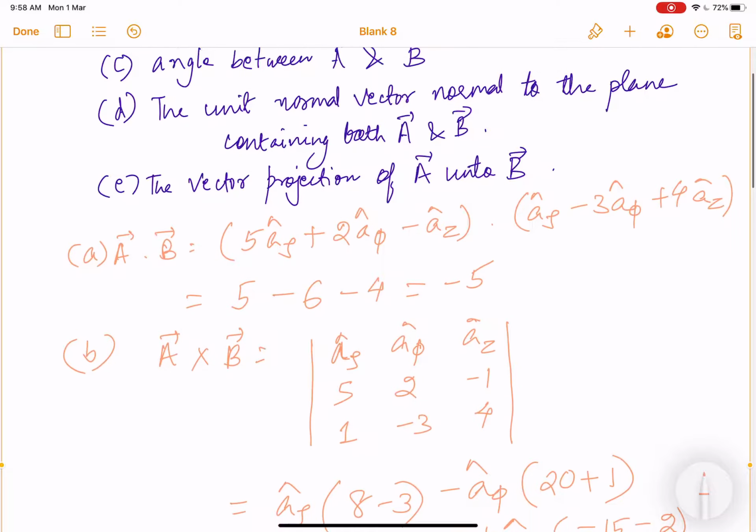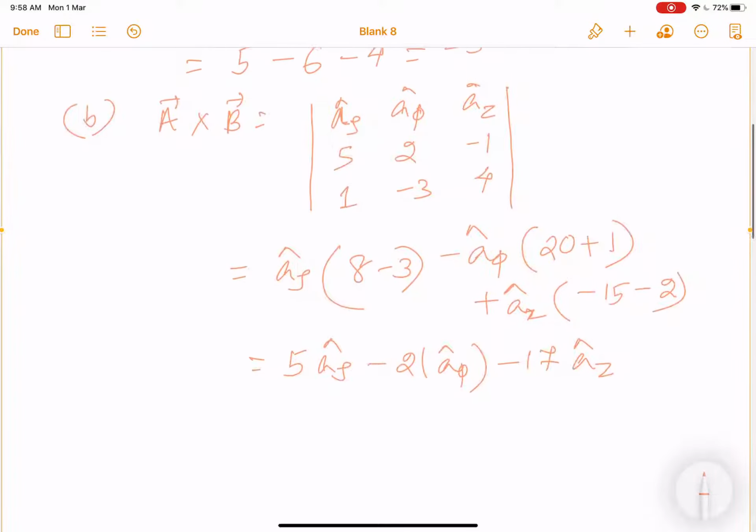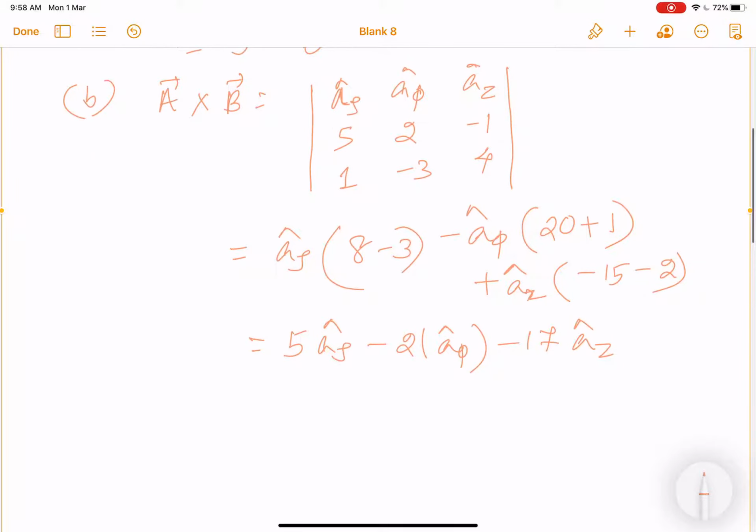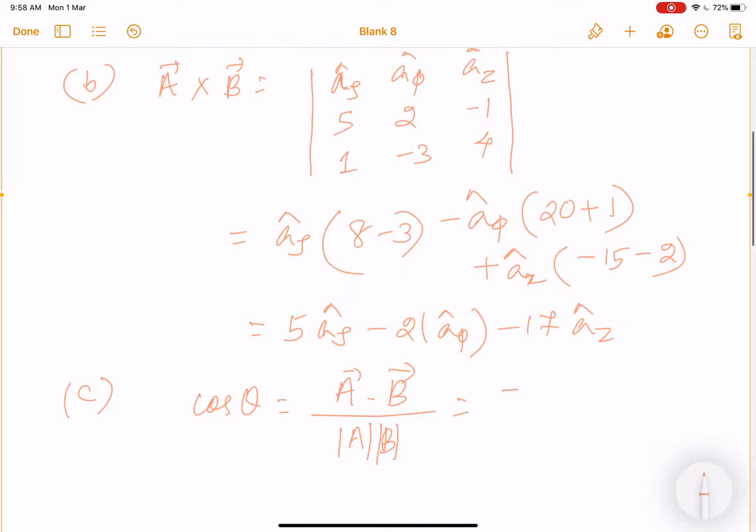Then what is the next bit saying? The next bit says take out the angle between A and B. How do we do that? Well, it's simple. Suppose theta is the angle between them. Then cos theta equals A dot B by magnitude of A times magnitude of B. This is simple 11th standard maths. And A dot B I just took out, it was minus 5.